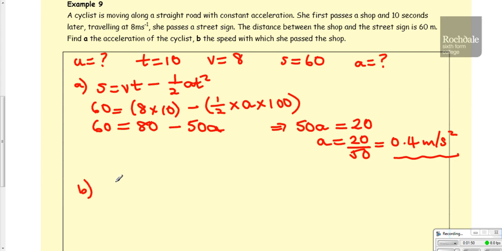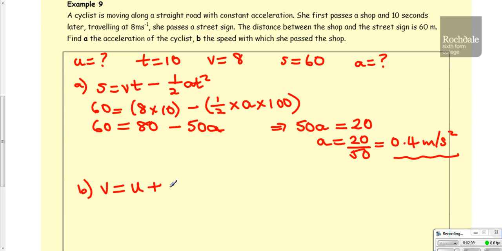We now need to know the speed with which she passes the shop. If you remember, the shop was at the beginning, that was the starting velocity. So we need to know u. So we've got t, v, s, and we want to know u. So probably the easiest one to use. I think we're on safe ground using this. I'm fairly confident that answer is right.